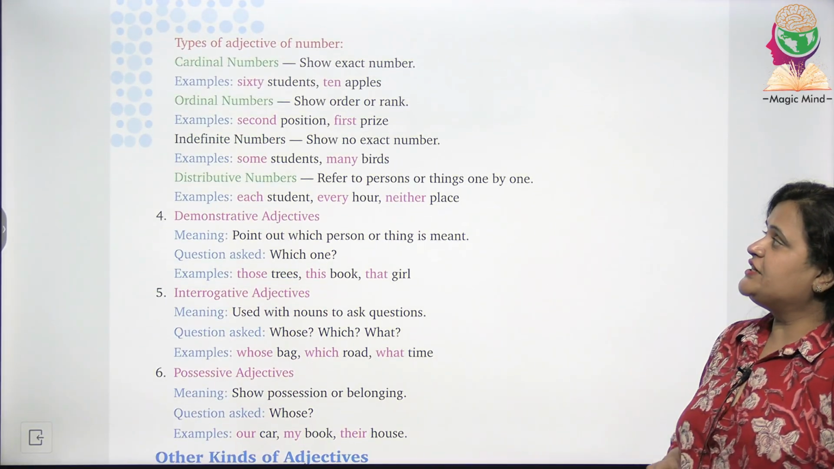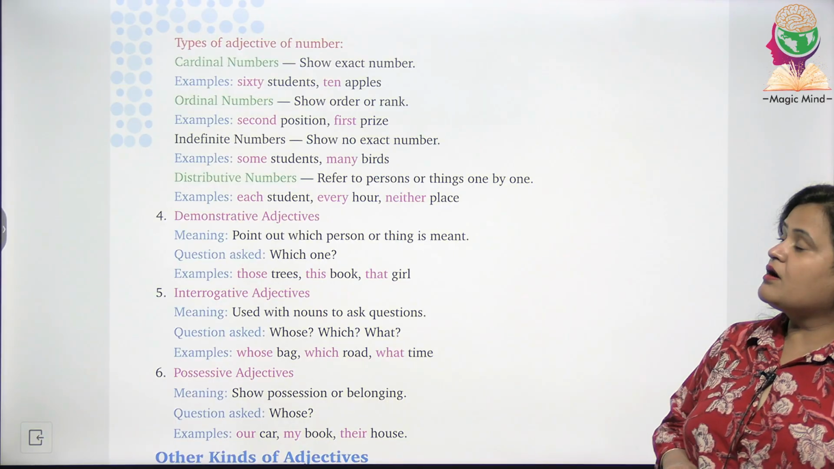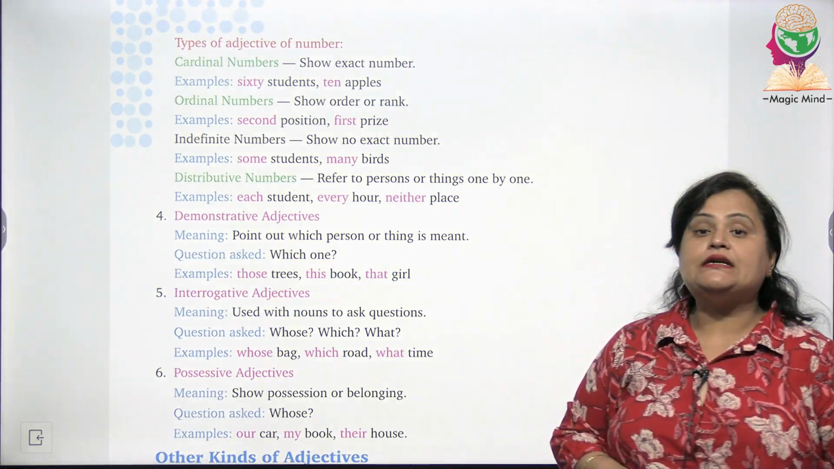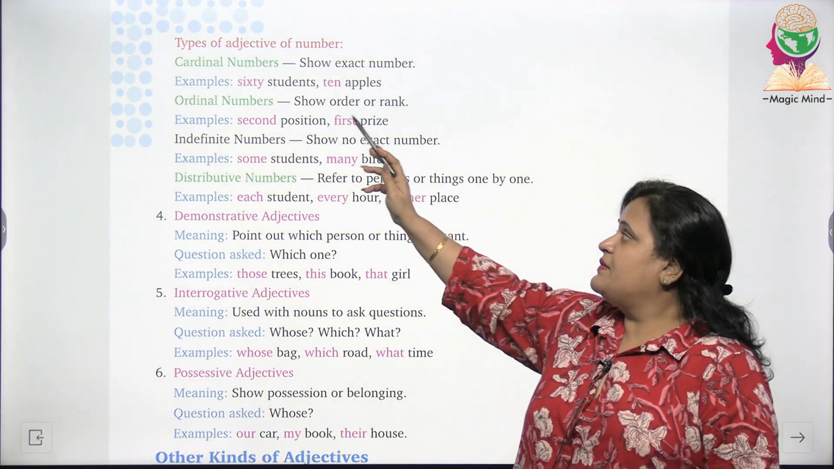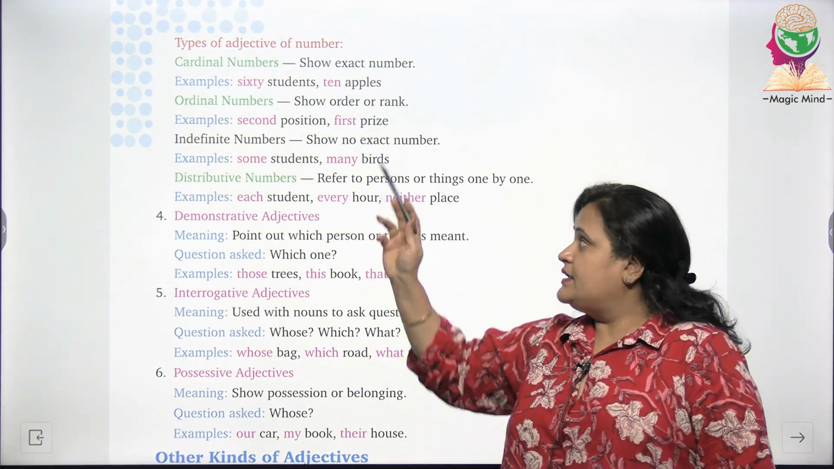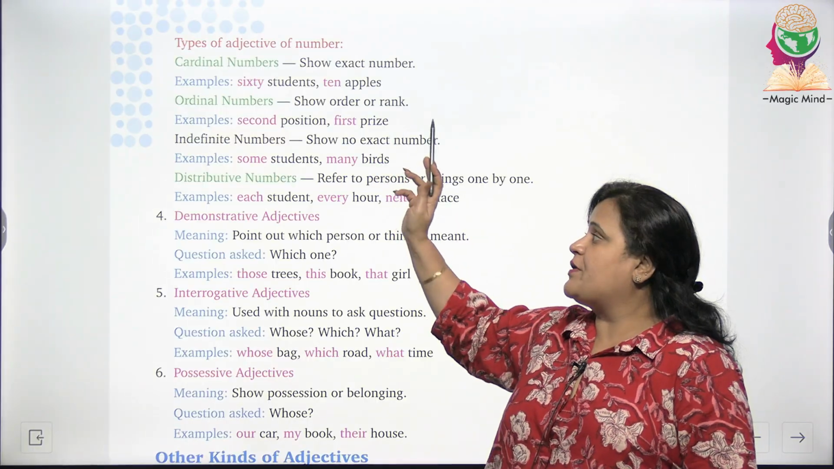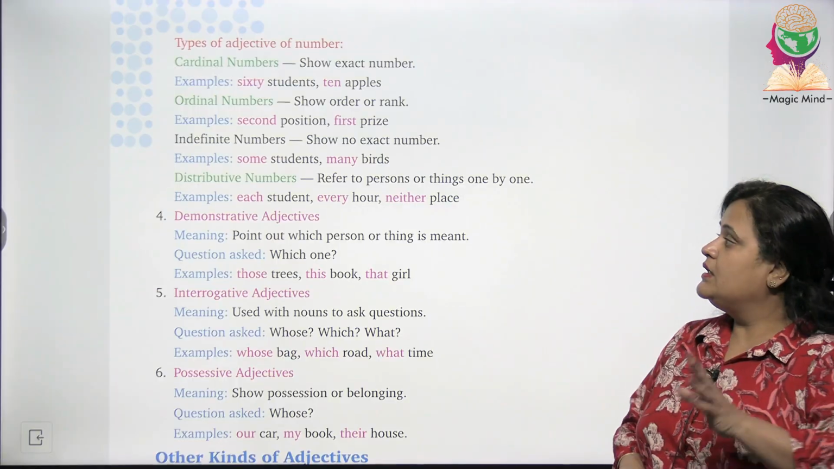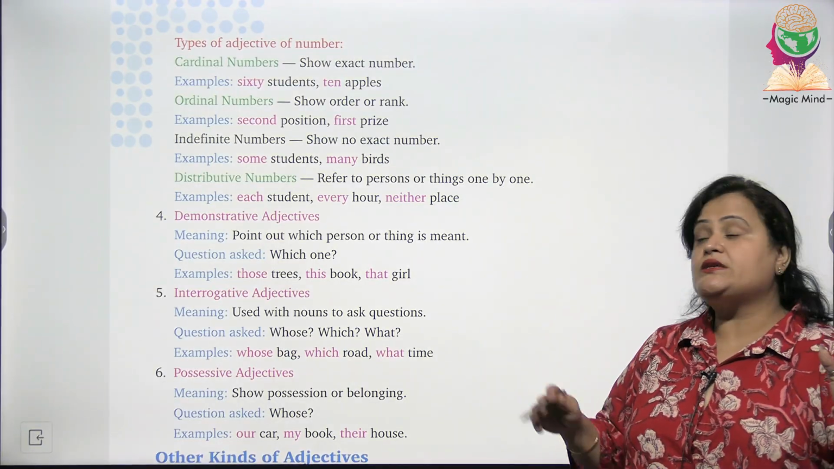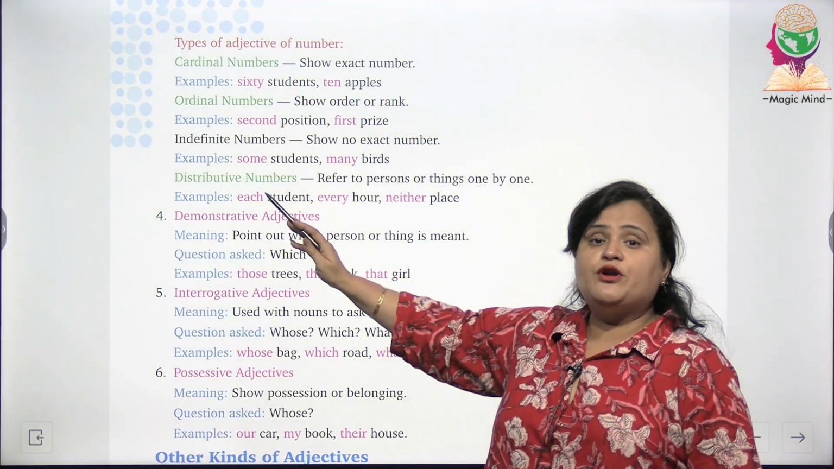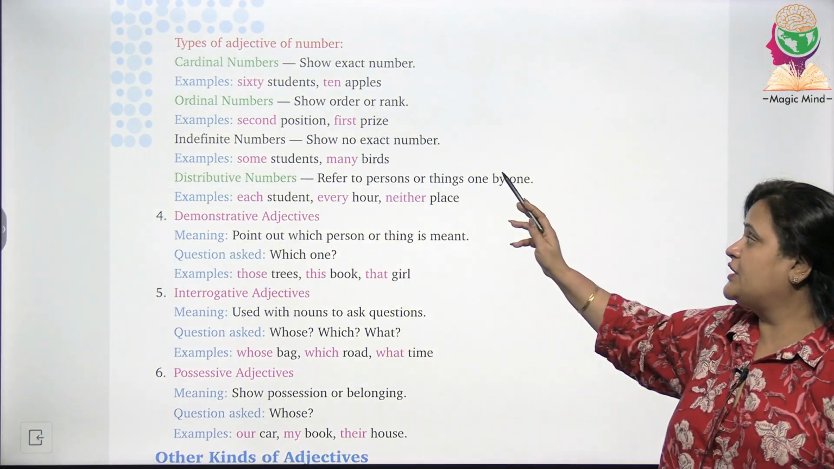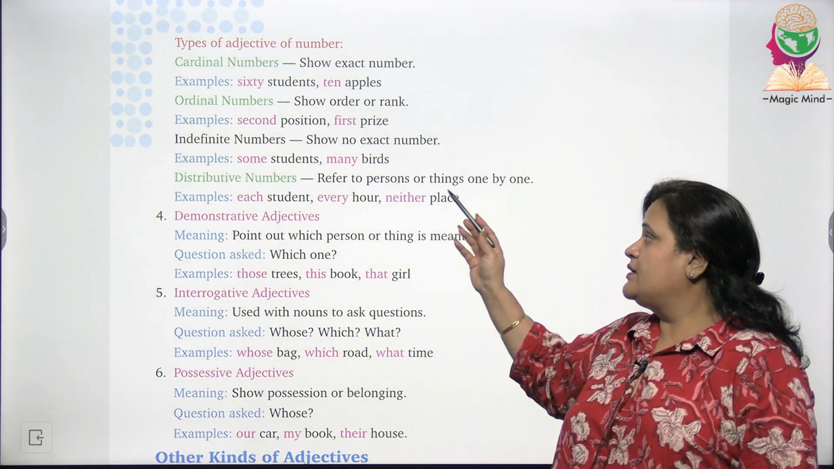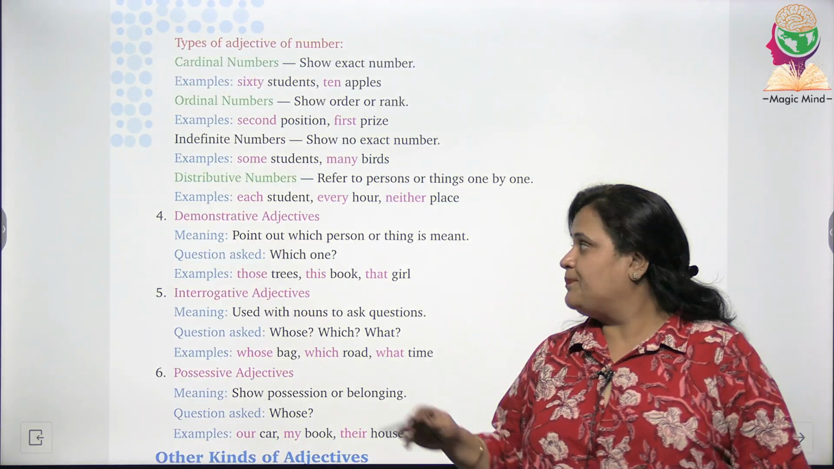So types of adjective of number है यहाँ पर. Cardinal number show exact number like 60 students, 10 apples. Ordinal number है show order or rank. Example: second position, first prize. Indefinite number में show no exact number. So examples हैं some students, many birds. Distributive number में refer to person or things one by one. Each student, every hour, neither place.